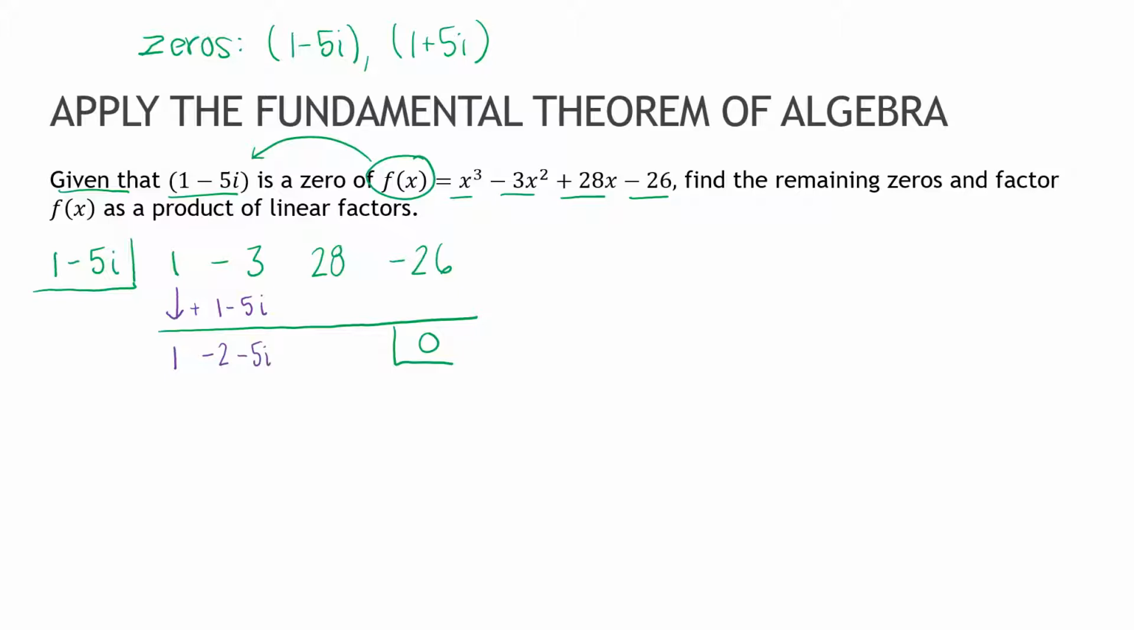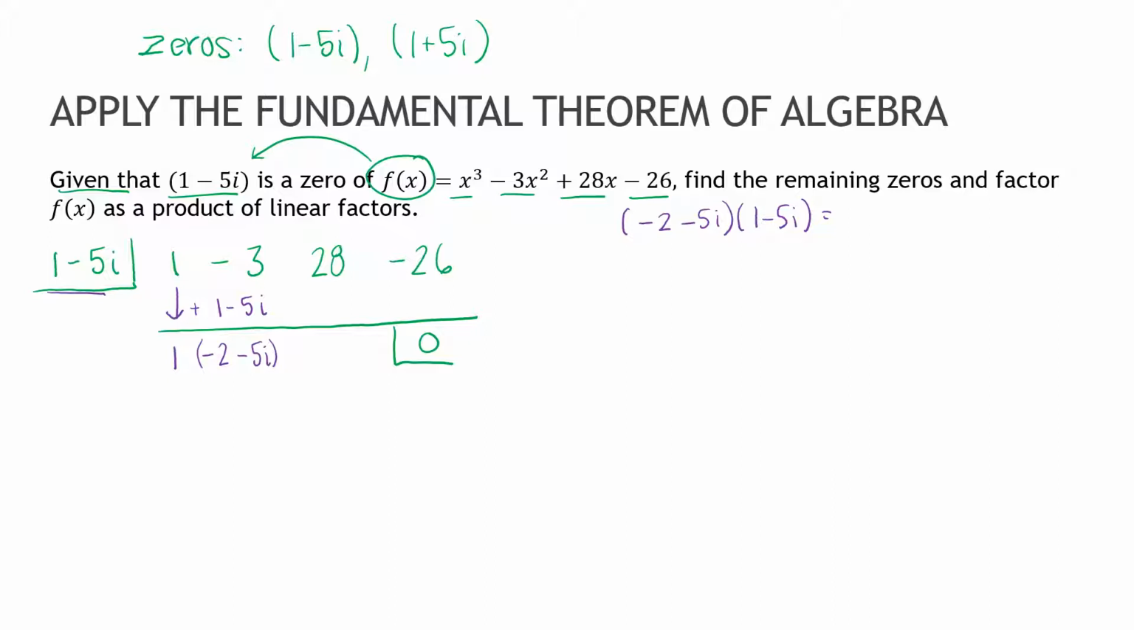Well, now what? This is the part that really sucks, because this needs to be taken times this. So again, get your scratch paper out. You're going to be using it a lot. I'm going to take negative 2 minus 5i, and I'm going to FOIL it with 1 minus 5i.